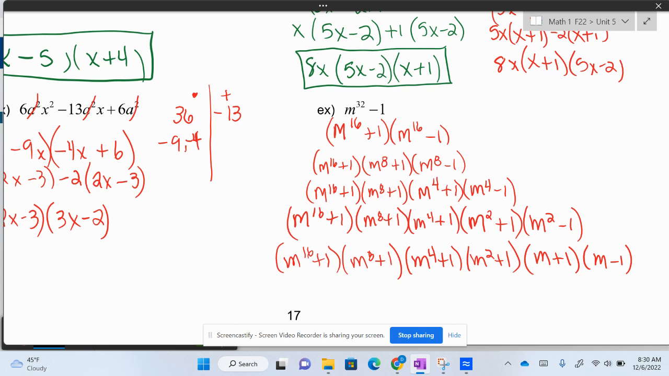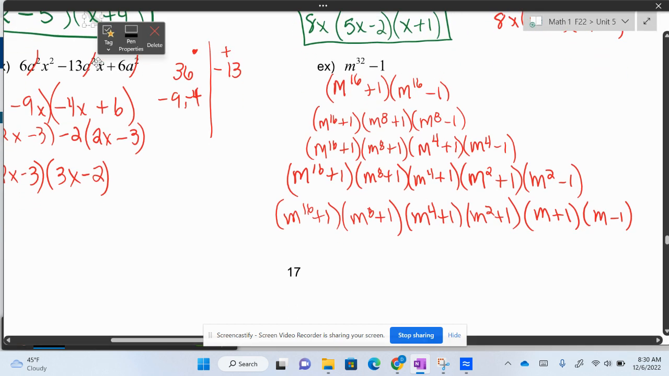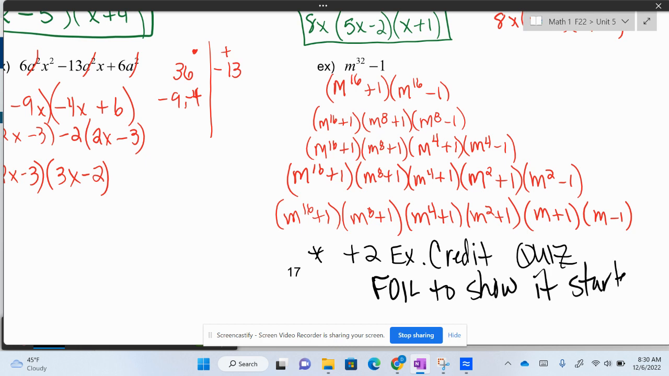Okay. So that's the end. That's our last example, but I'm going to tell you something. We're going to take a factoring quiz on Friday, and I will give you 2 extra credits on your quiz if you can FOIL this to show it started as m to the 32nd minus 1. That means I need to see every single step.